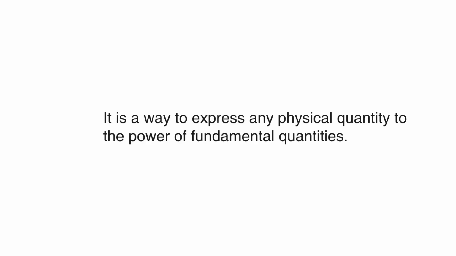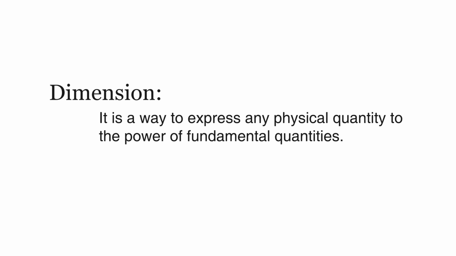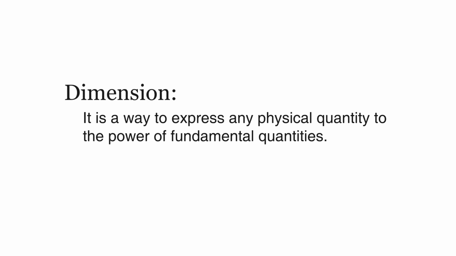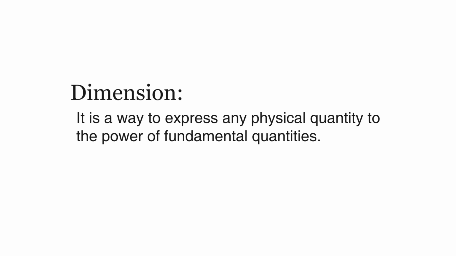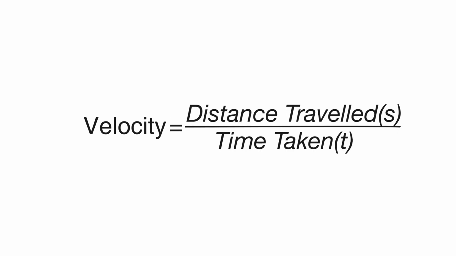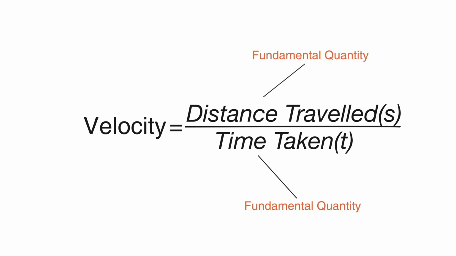What is dimension? Well, it's a way to express any physical quantity in terms of the powers of fundamental quantities. What does that actually mean? Let's look at an example of velocity. Velocity is defined as distance traveled per unit time. We know that distance and time are fundamental quantities and their fundamental units are meter and second respectively.